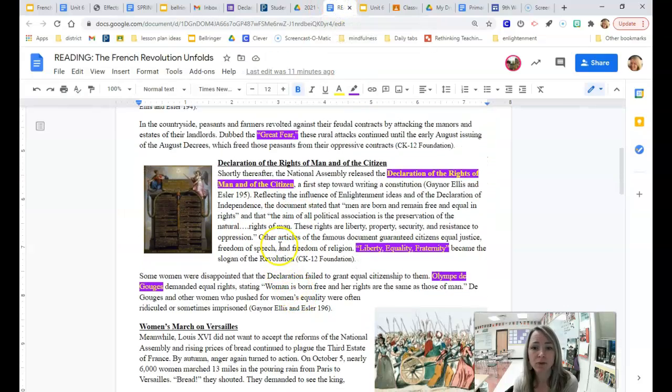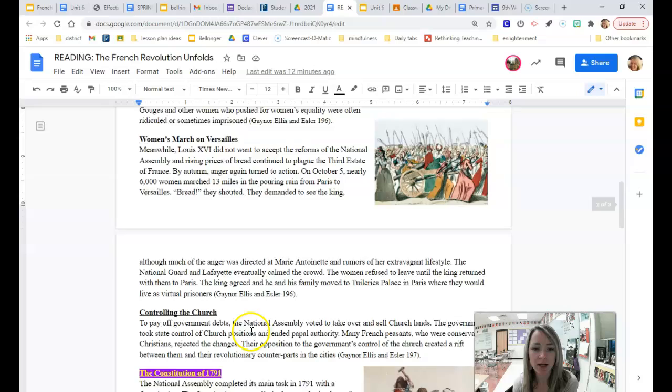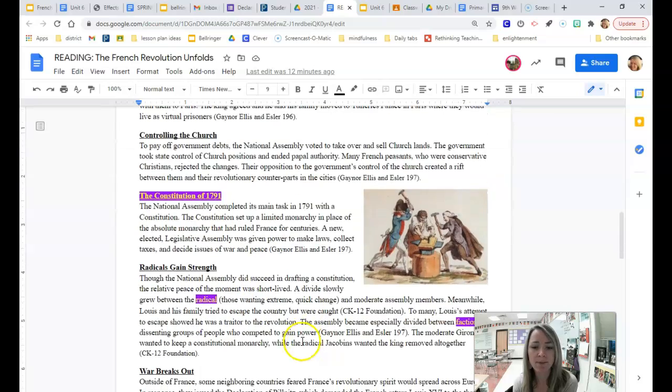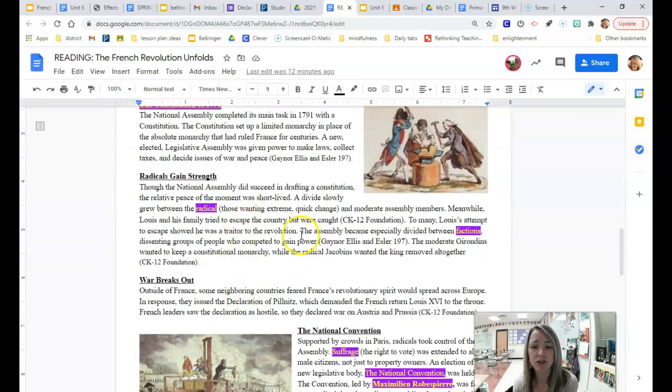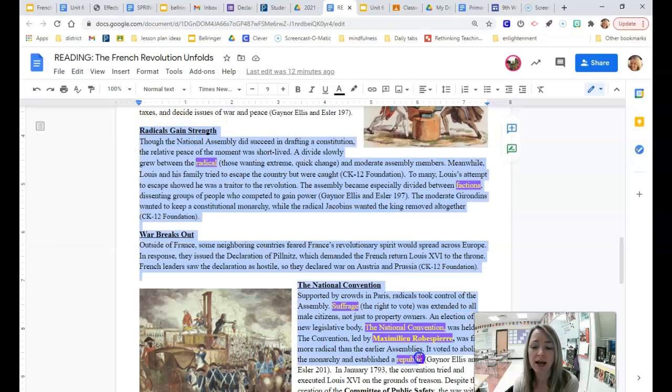Right, then you have information about the National Assembly actually creating the Declaration of Rights of Man and Citizen. Again, there's some study guide questions that are also kind of highlighted in here, hint, hint, wink, wink. The Women's March on Versailles right here, controlling of the church, the Constitution, right? And then this is actually going to get into right down here, the radicals gaining strength in the National Convention.